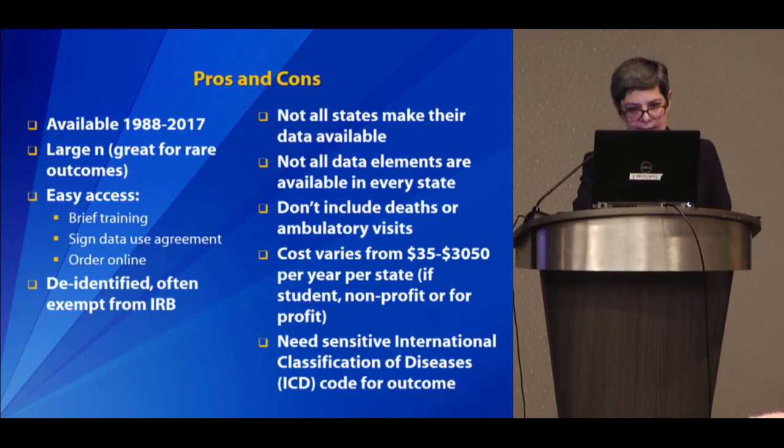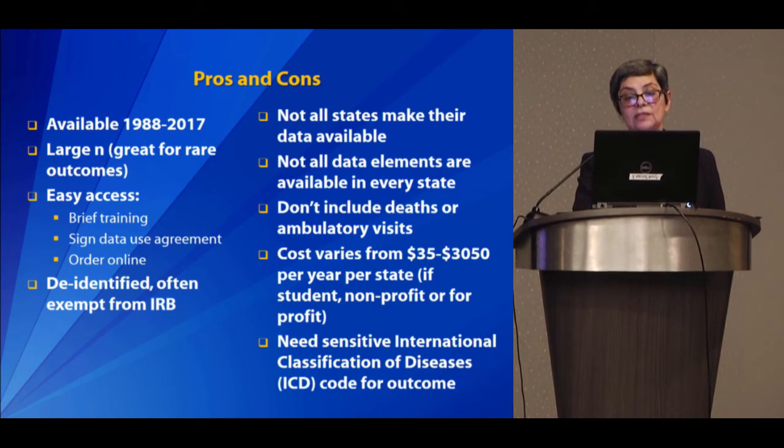And as in all data, there are some advantages and disadvantages. Some of the main advantages are that these data are available since 1988, and last look, the 2017 data were also available. So especially for policy evaluation, having this long series is really key. It's also a very large sample size, or all the sample for state's data, and so it's really great when you're looking at rare outcomes. It's relatively easy access. You just do a brief training, you sign the data use agreement, and then you order it online, and it's de-identified, so it's often exempt from IRB.